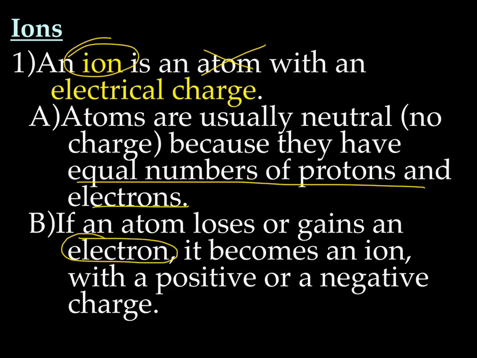And if an atom loses an electron, remember, they used to have the same number of protons and electrons. So if it loses an electron, it has an extra positive. So if it loses an electron, it's going to have a positive charge. And if it gains an electron, it now has more negative, so it has a negative charge.